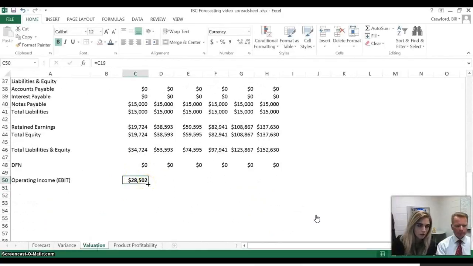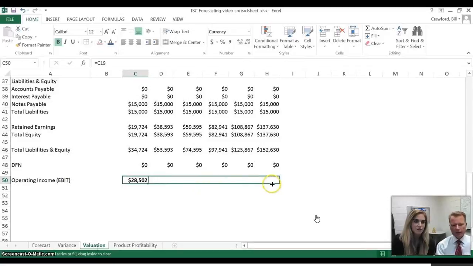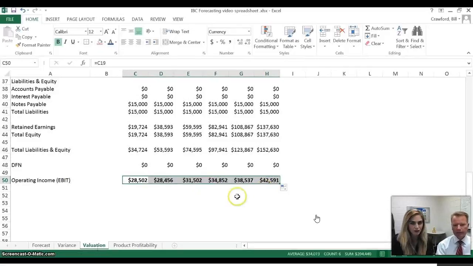And how you do that is you wait for that little black arrow. A little black arrow on the green square. A plus sign, actually, yeah. And you just drag it across.